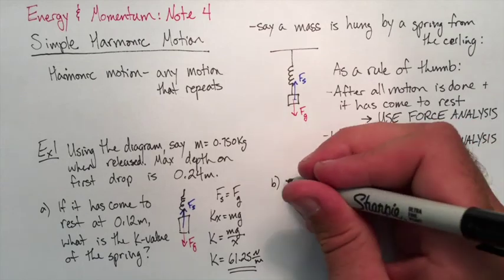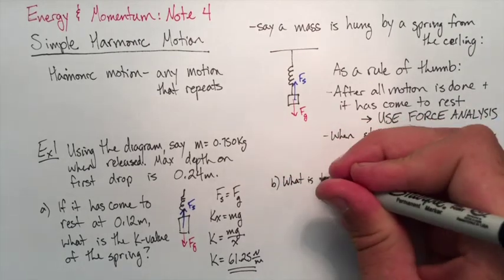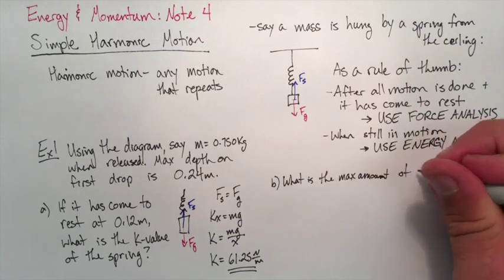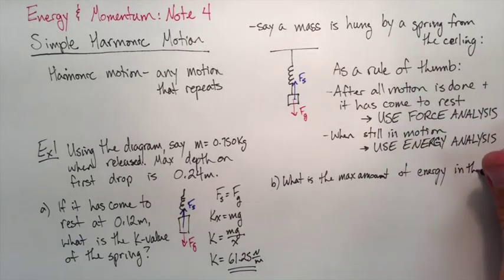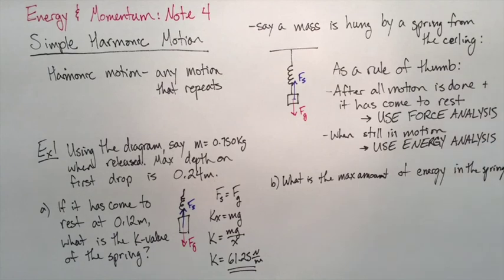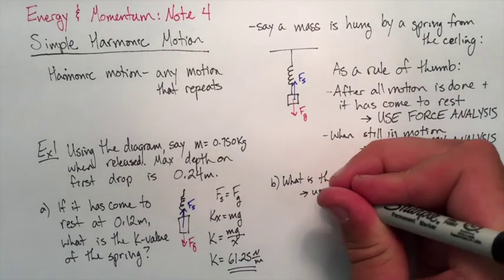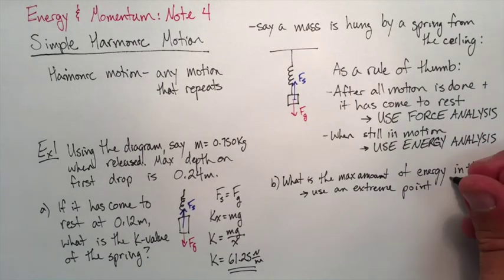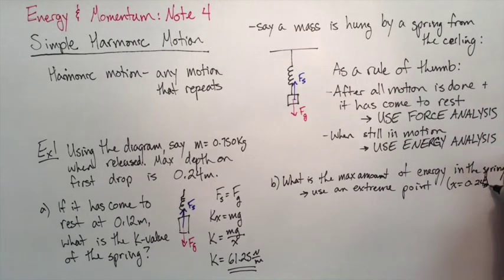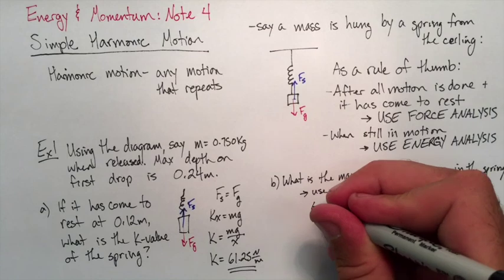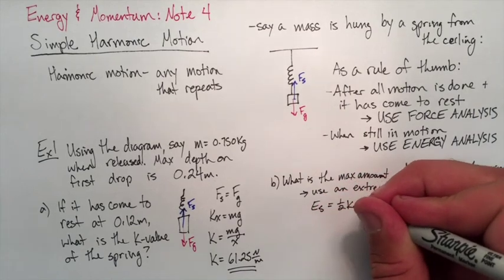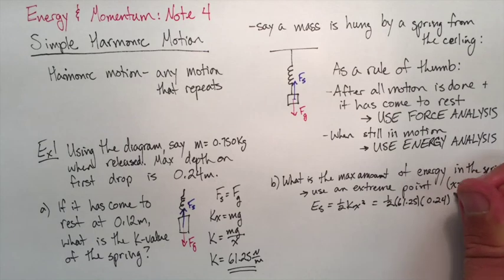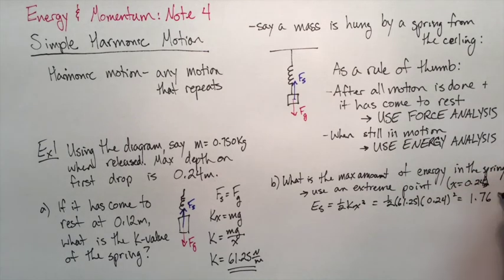Now on part B, let's try and figure out what's the maximum amount of energy in that spring. So this is when we need to consider, well, when is the spring stretched the most? That's from the original question. The maximum extension would be that first drop, which would be 0.24 meters. So here we're just going to use that spring equation, where we have 1/2 kx squared. We put our numbers in, where x is 0.24, and we get 1.76 joules.